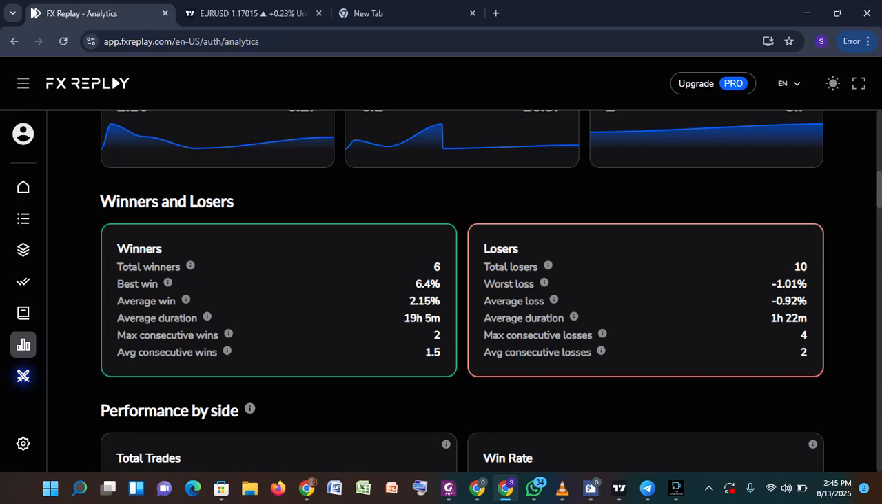The average duration that I held a trade is 19 hours. You can see the maximum consecutive wins: I won 2 trades in a row, with an average of 1.5.